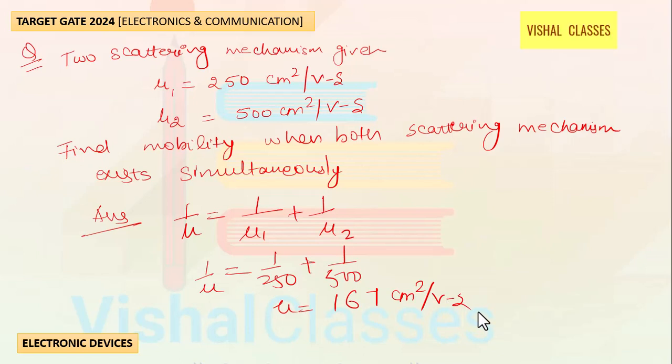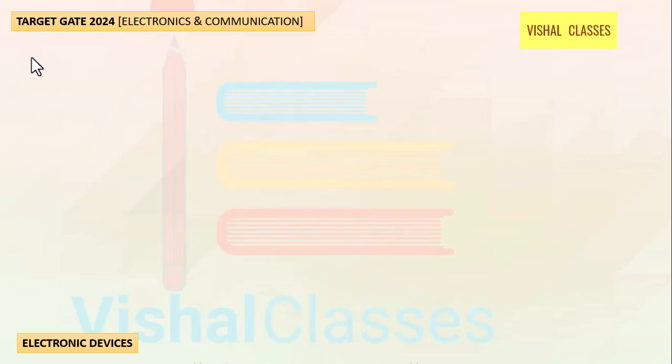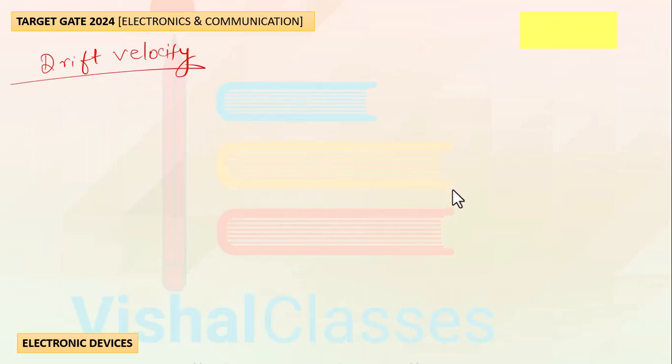And next is drift velocity. This concept we will see in the next class. Please tell your friends if this was a beneficial session for them also. So for today it is enough. In the next class we will see the concept of drift velocity.